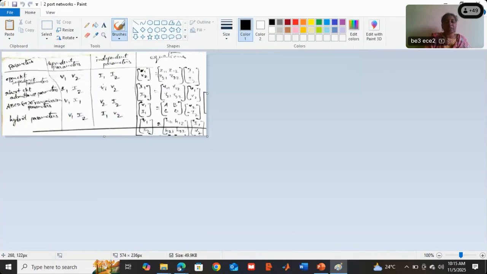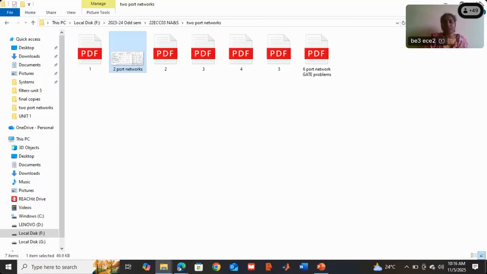What are the input parameters? What are the output parameters? You have to remember. Then based on that, you can frame the matrix representation or equation wise representation. You can do it. Okay. This is about the two-port networks formula.